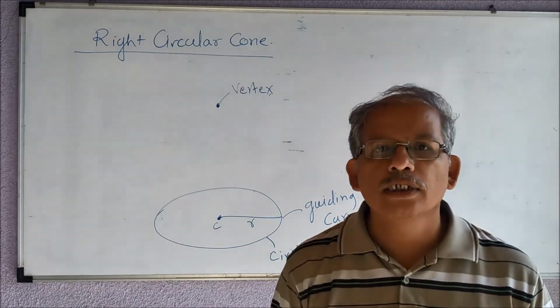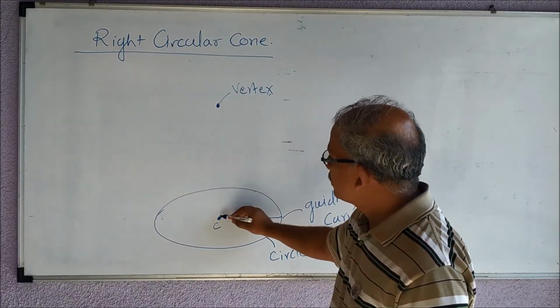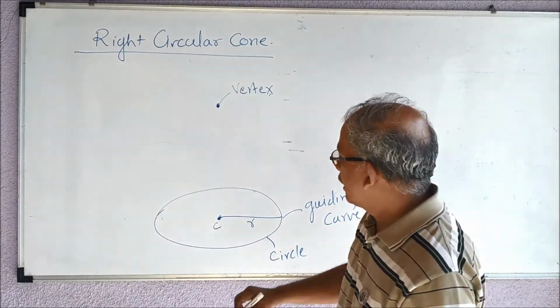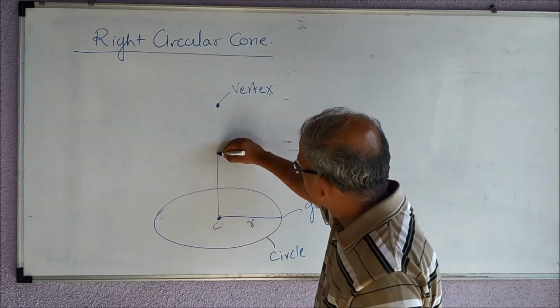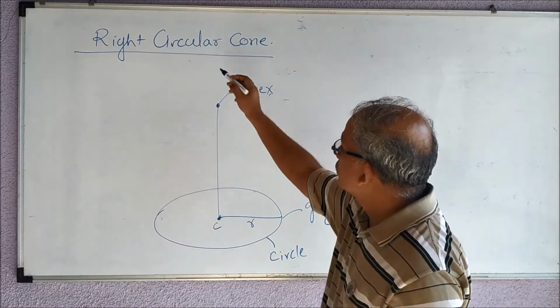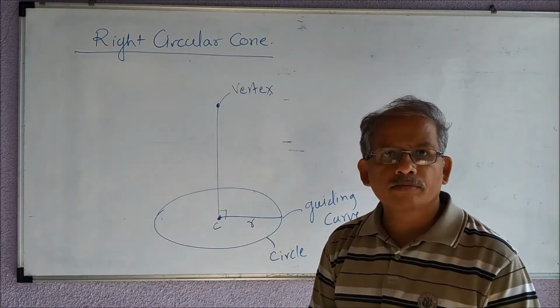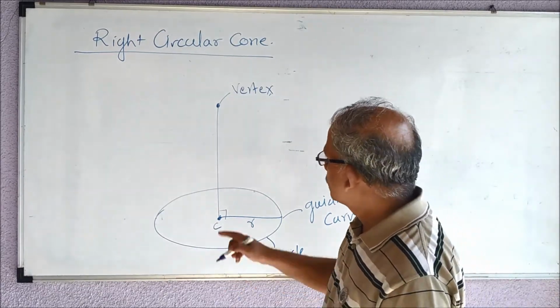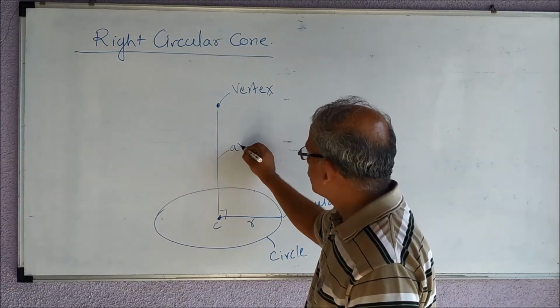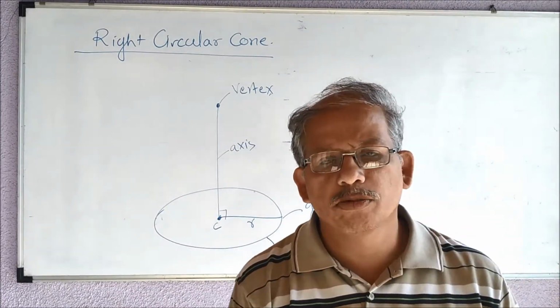Now what you do is you join the vertex and the center of the circle with a straight line, and this line has to be perpendicular to this circular base. That's why it is called a right circular cone. So this is perpendicular. This line we will call the axis. This line is called the axis of the cone.